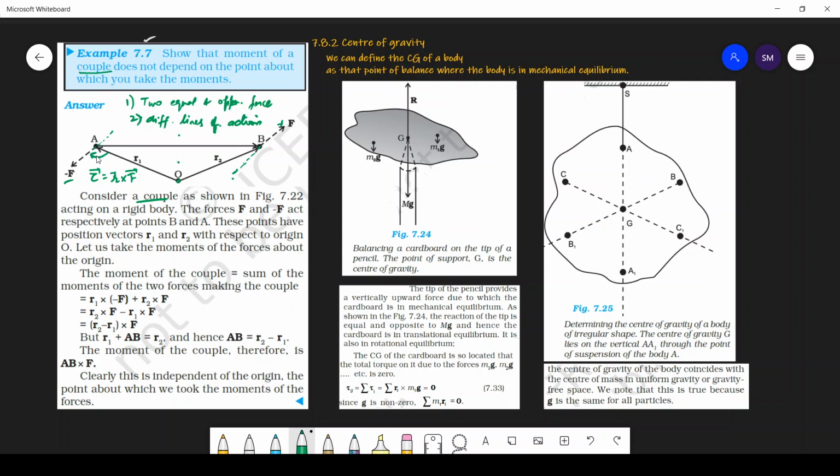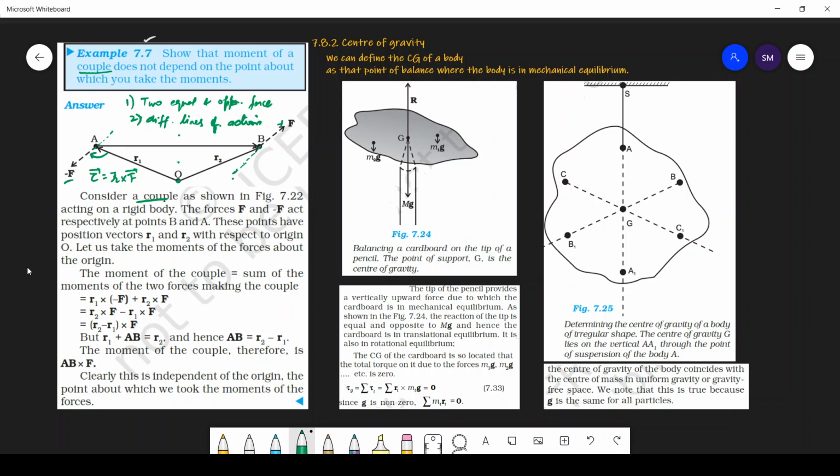What is the direction of torque? Is it into the plane of the paper or out? Sangeeta? Yes, Mansi, yes. Into the plane of the paper? Yes, sir. Sangeeta? Agreed? Yes, sir.